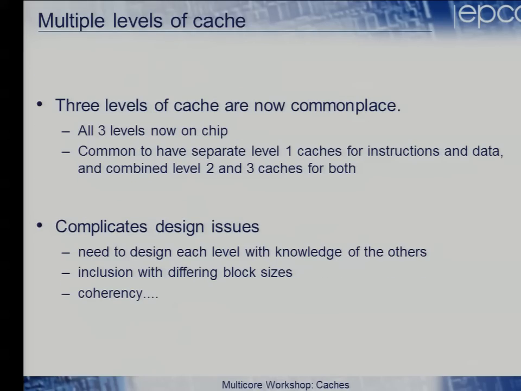So three levels of cache are commonplace. Separate level one caches for instruction and data, combined level two and level three caches for both. I think that's true on the Interlagos. I'll try and show you a block diagram of the Interlagos processor. It won't be relevant to the next lecture. The Interlagos processor, I think, has private level one cache, some sharing in level two, and the level three is shared across even more processors. It's quite complicated. It is a very, very complicated design.